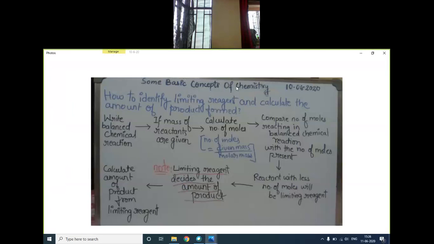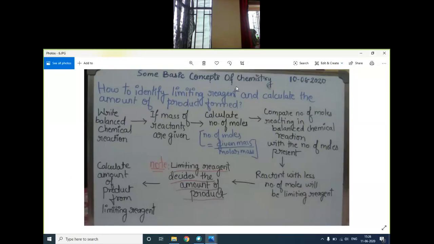Now this is a concept map on how to identify a limiting reagent during a chemical reaction. If there is a chemical reaction, how are we going to identify the limiting reagent and how are we going to calculate the amount of product? Okay, so this is the concept map. We are going to solve one problem based on this, but first let's go through this concept map.